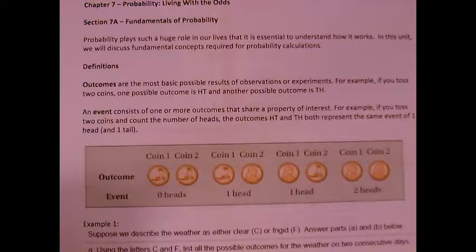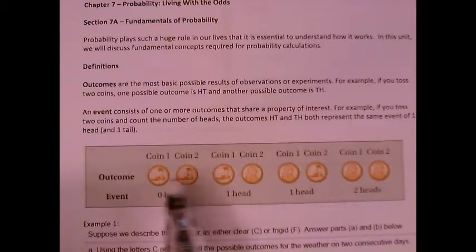Now, an event consists of one or more outcomes that share a property of interest. For example, if you toss two coins and count the number of heads, then the outcomes HT and TH both represent the same event of one head and one tail. So here, this is an illustration of all the possible outcomes if you toss two coins.